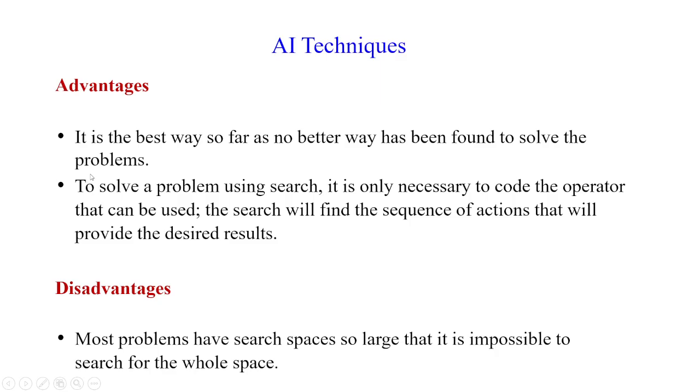You don't need to write the exact solution. You have to define the starting state, the goal state, and the possible moves allowed. Then the search algorithm will help you find the path. When I talk about the disadvantage, most problems have a search space that is very, very large, so you cannot search the whole space to find a solution. Take chess alone: the number of possible game positions exceeds the number of atoms in the observable universe. That is why we need something called intelligent search.